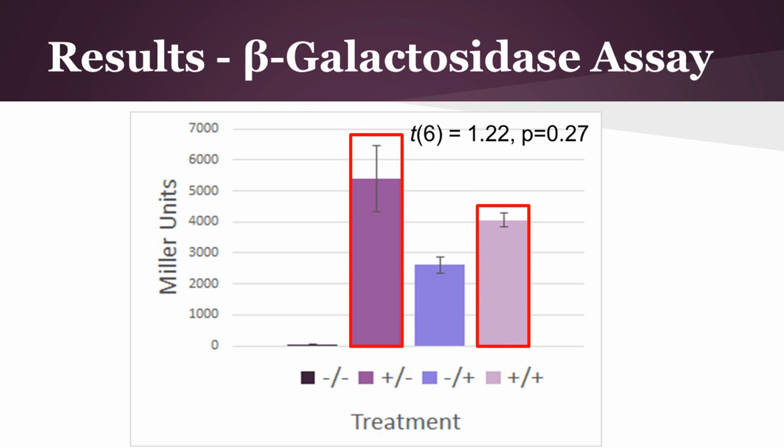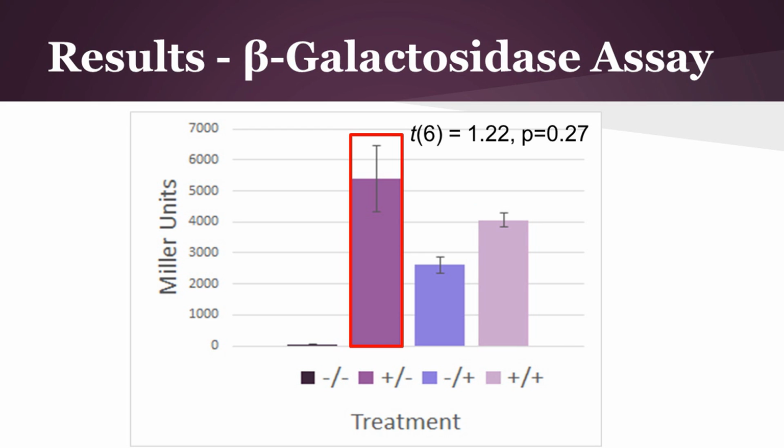Finally, we were ready to evaluate DES1 alpha factor's ability to act as a competitive inhibitor to wild-type alpha factor. To this end, we compared the DES1-only group with the combined DES1 and wild-type alpha factor treatment group. While an unpaired t-test showed that these groups were not significantly different, this result is affected by the high standard error in our wild-type data.